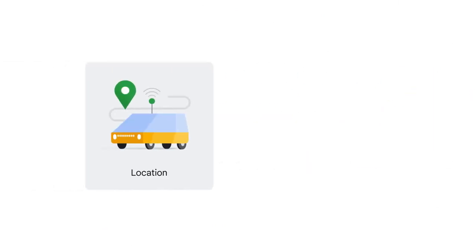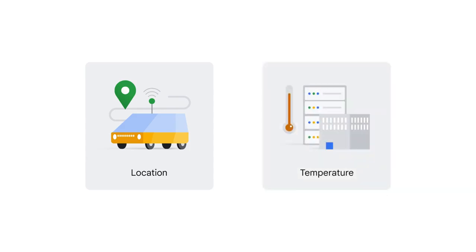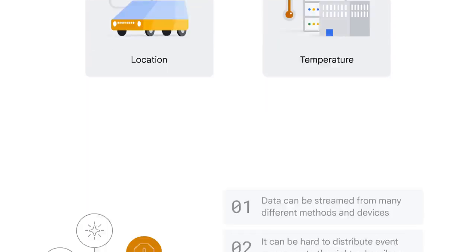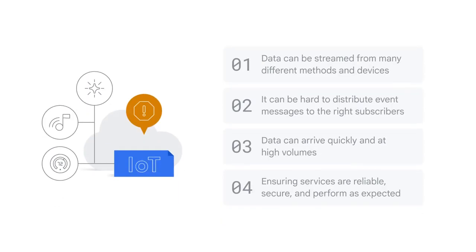These can include sensors on taxis that send out location data every 30 seconds, or temperature sensors around a data center to help optimize heating and cooling. These IoT devices present new challenges to data ingestion, which can be summarized in 4 points. The first is that data can be streamed from many different methods and devices, many of which might not talk to each other and might be sending bad or delayed data.